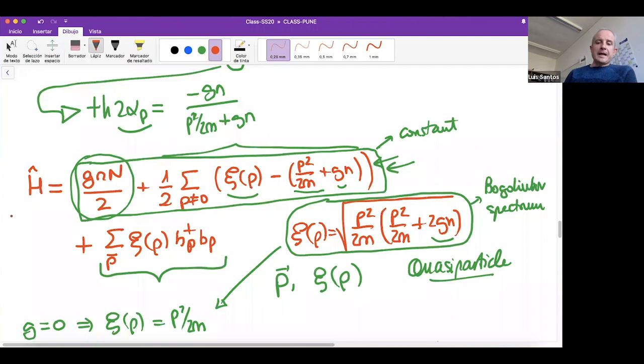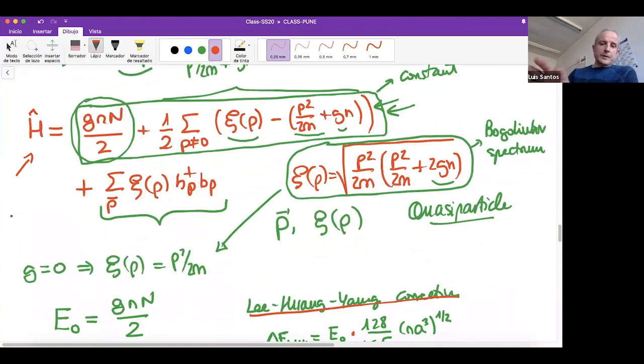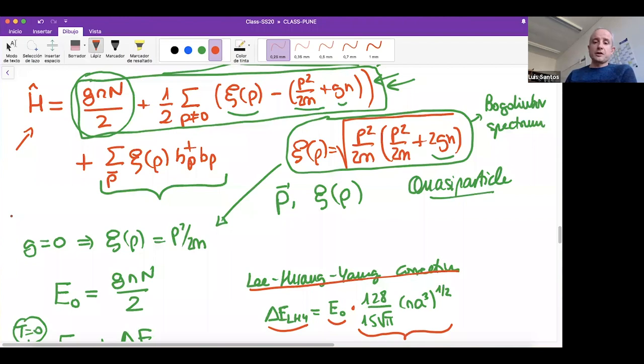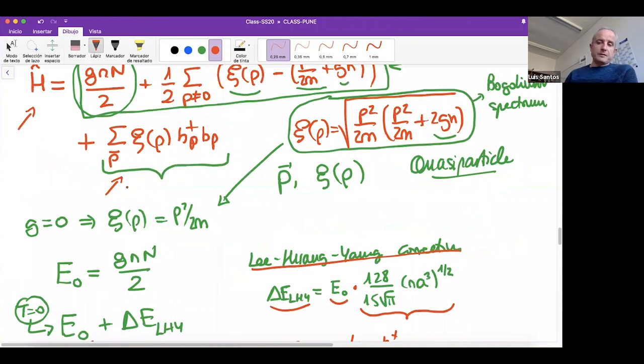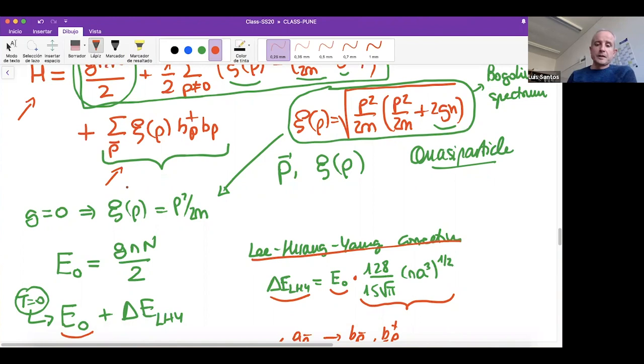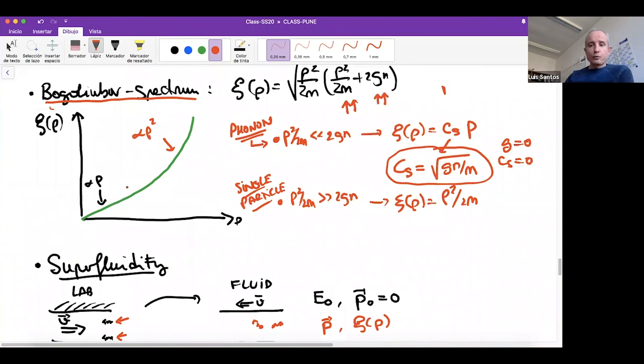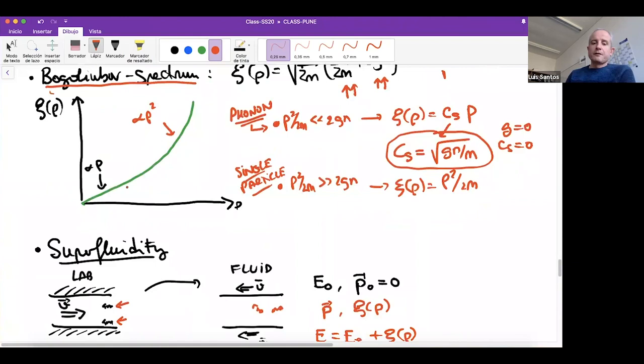We have seen that, first of all, this constant part gives me the quantum energy correction and the quantum depletion. And this second part depends on the population of quasi-particles. It is telling me that these quasi-particles have a defined momentum and a defined energy, which is given by the Bogoliubov spectrum. Then we saw that the Bogoliubov spectrum has this phonon part and this single-particle part, and the phonon part is absolutely crucial for the idea of superfluidity.